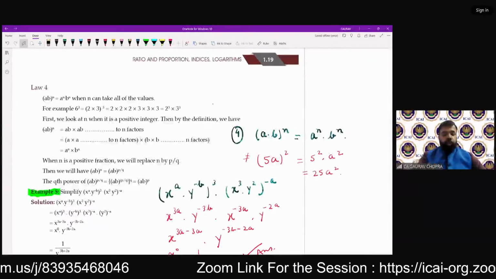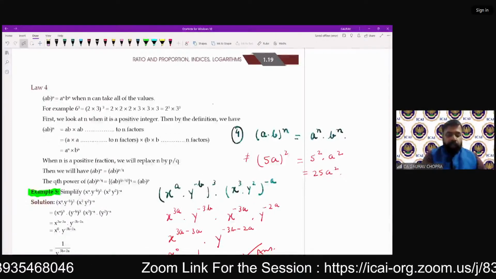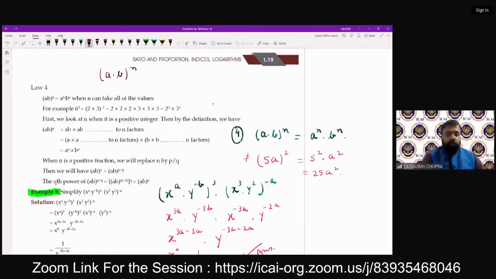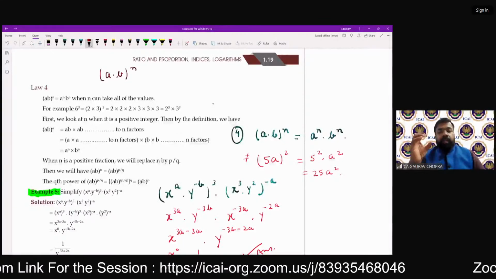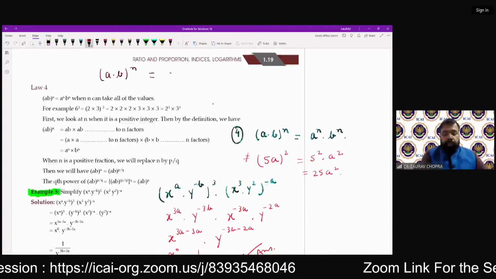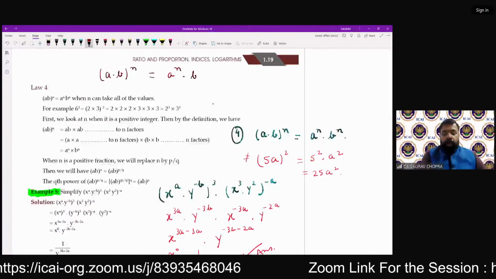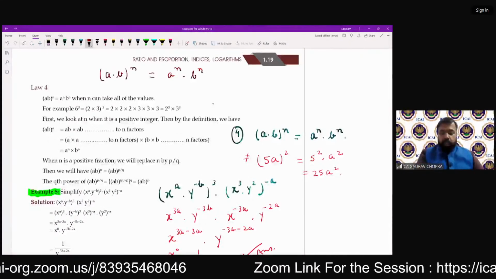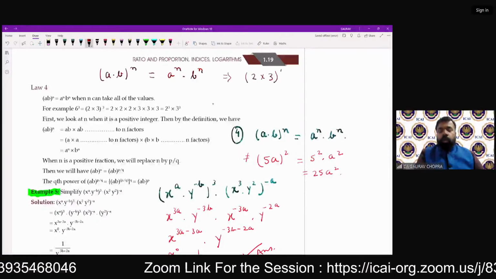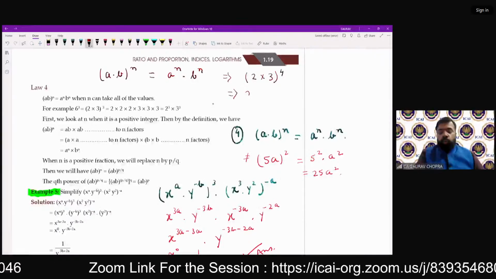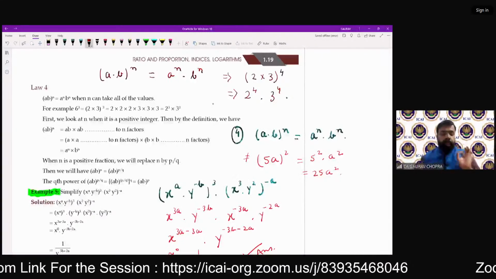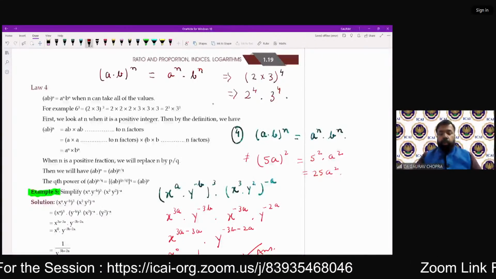Then comes law number 4. In law number 4 you simply have to split. Let's say a multiplied by b whole to the power of n. That means this power n will be applied to both a as well as b. So a to the power of n multiplied by b to the power of n. So let's say 2 multiplied by 3 whole to the power of 4. This means 2 to the power of 4 multiplied by 3 to the power of 4. This is simply law number 4.